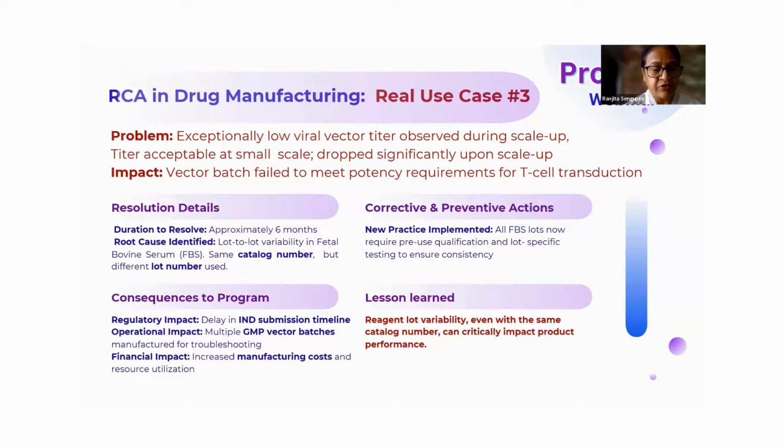Here again, there was a regulatory impact. There was a delay in the IND submission timeline. Operational impact, we had to manufacture multiple batches for troubleshooting, and then again, of course, a financial impact. And here, the new practice which we implemented was that going forward, for all FBS lots which we receive from the manufacturer, we would do testing in-house to qualify the batch. And the lesson learned from here is that reagent lot variability, even with the same catalog number, can critically impact product performance, particularly for all of the critical reagents.